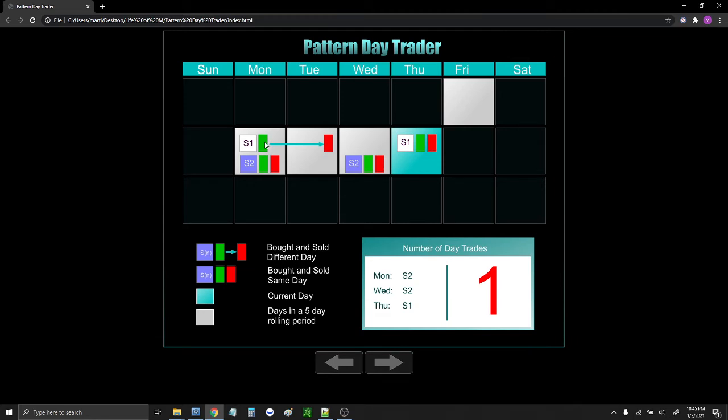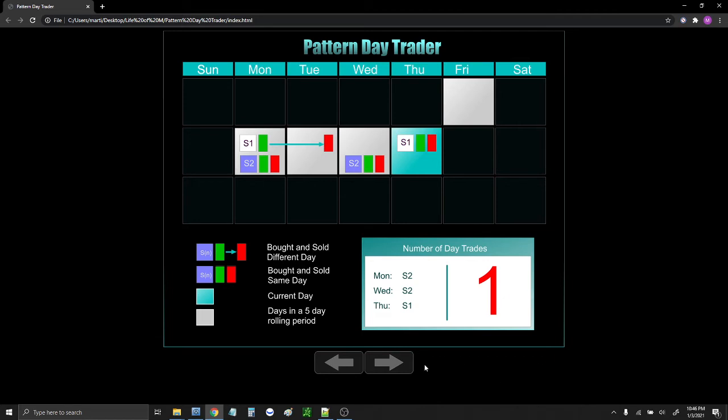This purchase of stock 1 on Monday and the sell of it on Tuesday is not a day trade. That's more of a swing trade. Day trades are usually when you purchase and sell on the same day for that particular security or stock or whatever you want to call it.